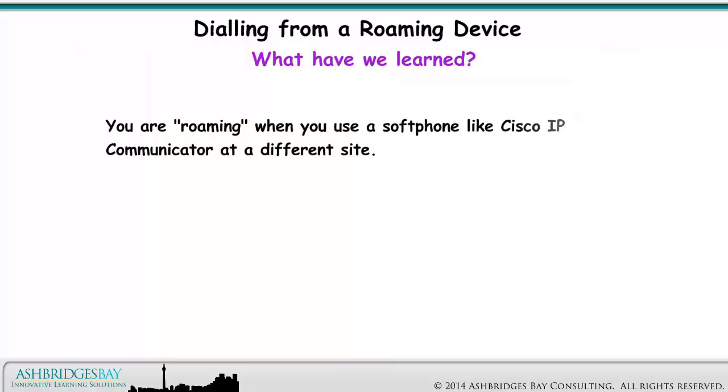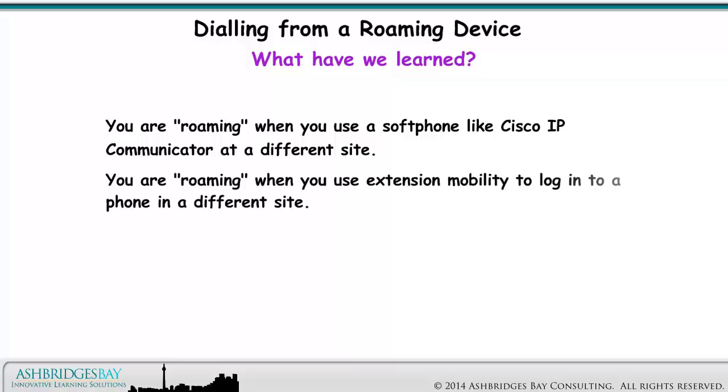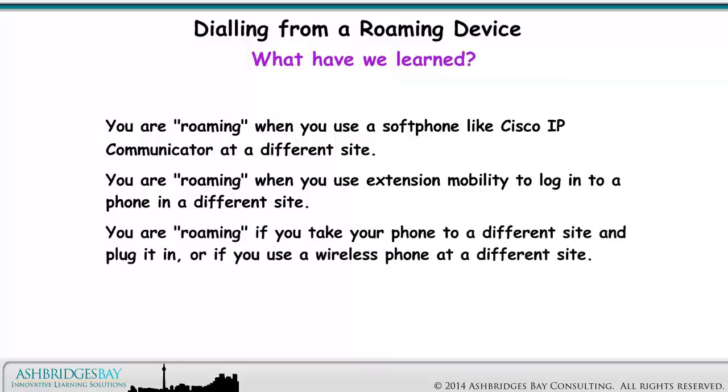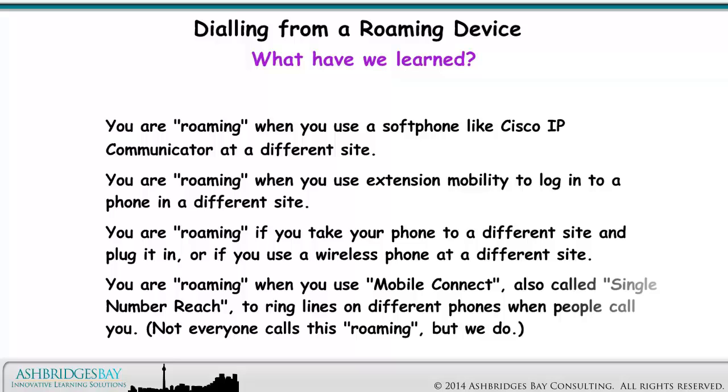You are roaming when you use a soft phone like Cisco IP communicator at a different site. You are roaming when you use extension mobility to log into a phone at a different site. You are roaming if you take your phone to a different site and plug it in, or if you use a wireless phone at a different site. You are roaming when you use Mobile Connect, also called single number reach, to ring lines on different phones when people call you. Not everyone calls this roaming, but we do.